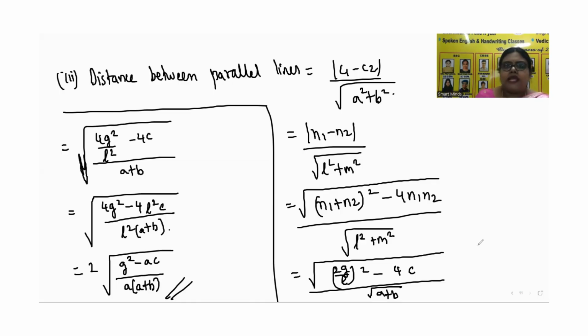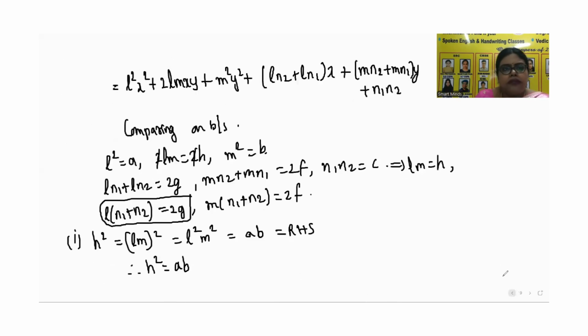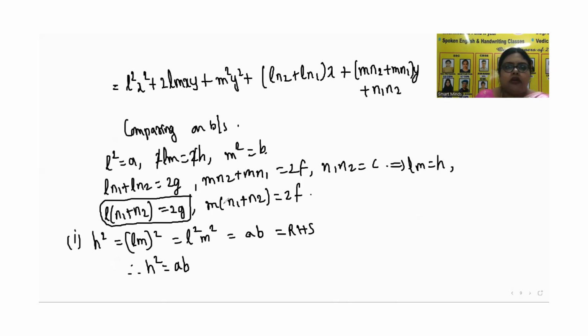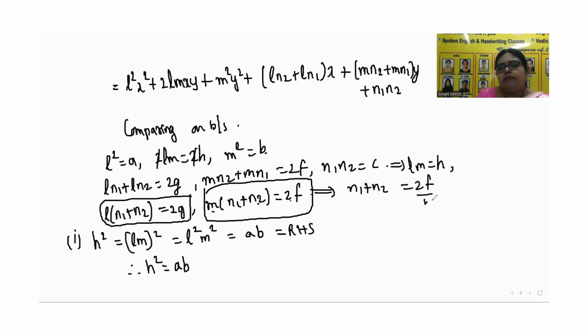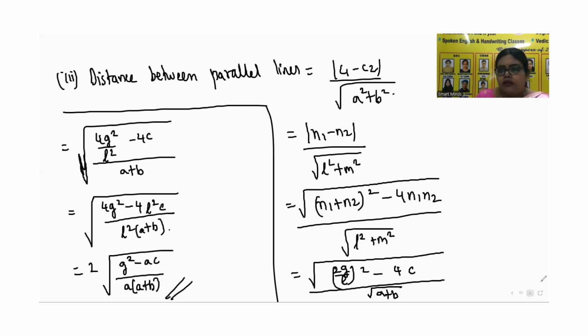Now we shall prove the second part of the distance between parallel lines. So if you see the previous page over here, after comparing, we got this one you see now. M into n1 plus n2 is equal to 2F. So from here, can I write n1 plus n2 as 2F by M? So the same way I am doing it.